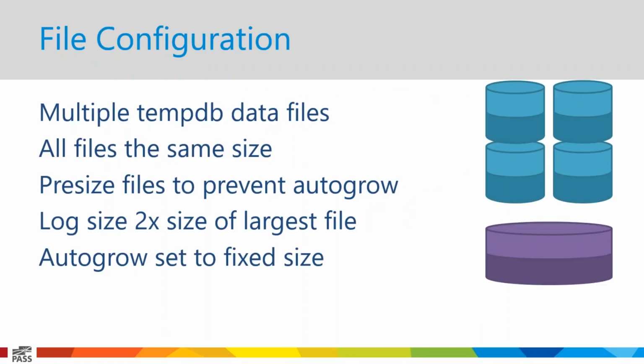So in order to have proper file configuration to avoid Tempdb contention, you need to have multiple Tempdb files, all of the same size. You should pre-size the files to prevent autogrow, because if one of the files autogrows, it is now not the same size as the rest of them. You should set the log size to twice the size of the largest file, and you set the autogrow to a fixed size so that whenever autogrow does occur, which you should be trying to avoid, it's occurring in a fixed interval that isn't necessarily growing over time.